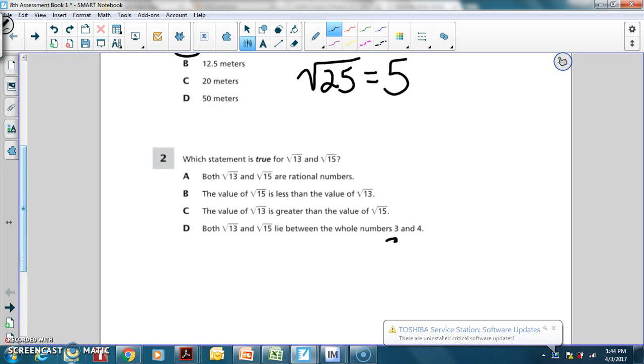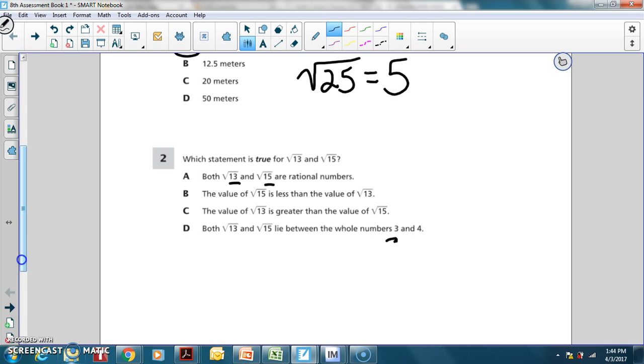Number 2, which statement is true for the square root of 13 and the square root of 15? Are square root of 13 and square root of 15 rational numbers? No, because these are not perfect squares. The square root of perfect squares are rational numbers. You know what your perfect squares are, 4, 16, 25, etc. But these are not, so they're not rational.